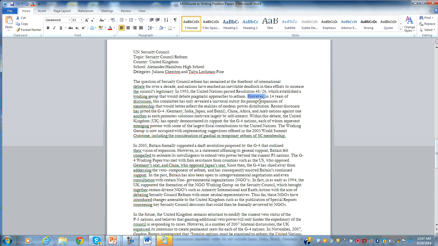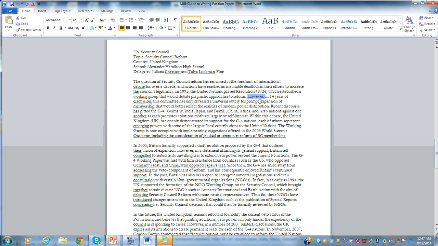So now something I see as a strength here is that the student is identifying some of the overarching characteristics of some of these countries. All right, I'm going to keep reading. Within this debate, the United Kingdom, UK, has openly demonstrated its support for the G4 nations, each of whom represent emerging powers with some of the largest fiscal contributions to the United Nations.